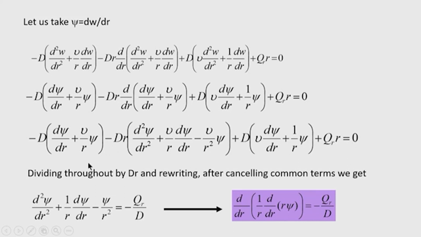Dividing throughout by d r and rewriting after cancelling some common terms, you will get a very simple equation: d squared xi by dr square plus 1 by r d xi by dr minus xi divided by r square equal to minus q r by D. This can be arranged in a compact form: d by dr of bracket 1 by r d by dr of r into xi equal to minus q r by D. This is the compact form of the equation that we have obtained, where you can note that xi is nothing but dw by dr.